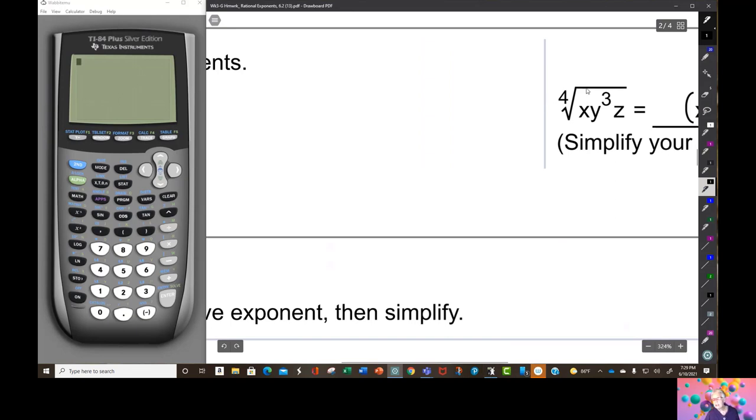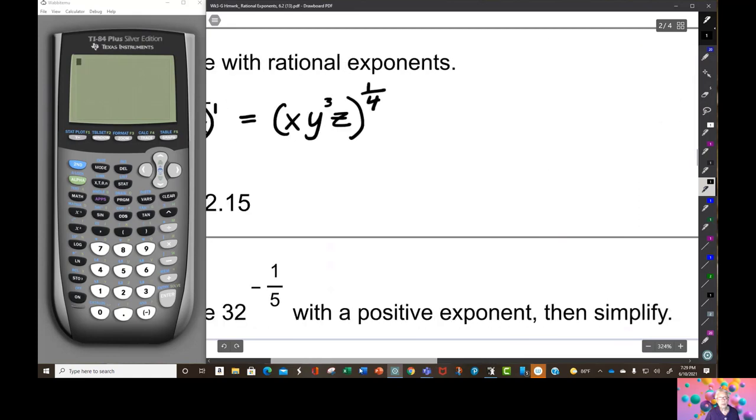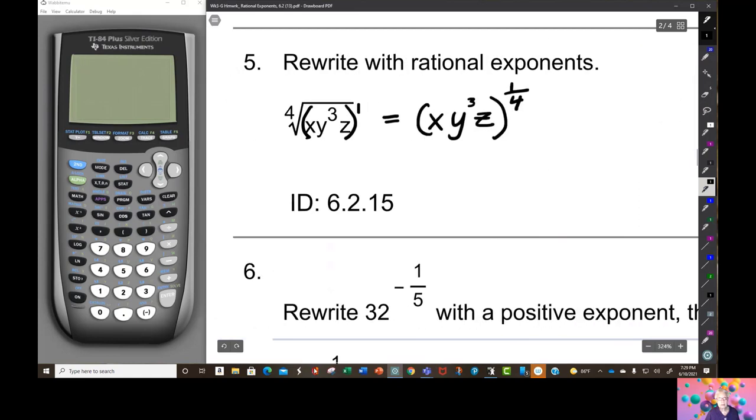Because these are grouped together underneath the radical sign, which is what we call that. It's not a square root sign, it's a radical sign. And it's used for any root. You know what kind of root you're dealing with, depending on the index. This is a 4th root.